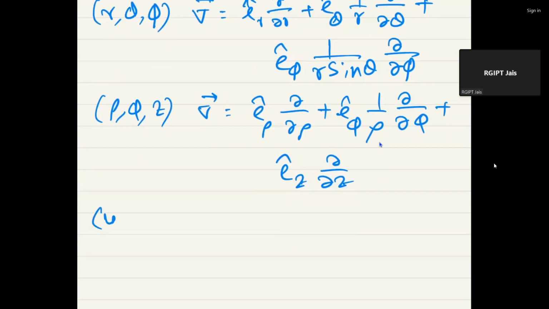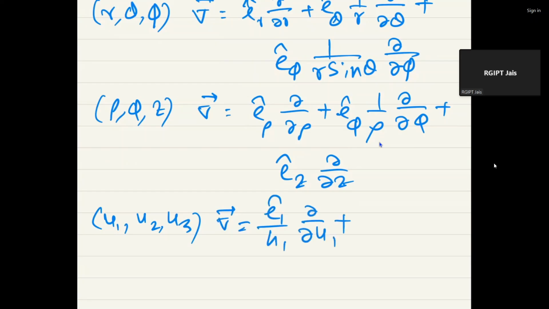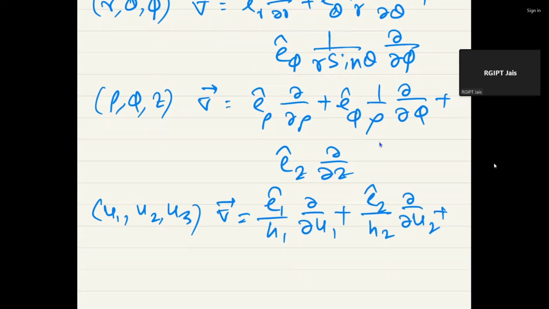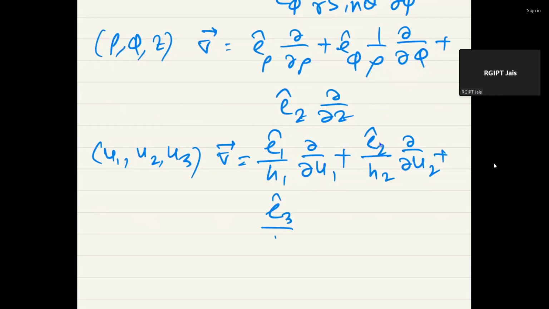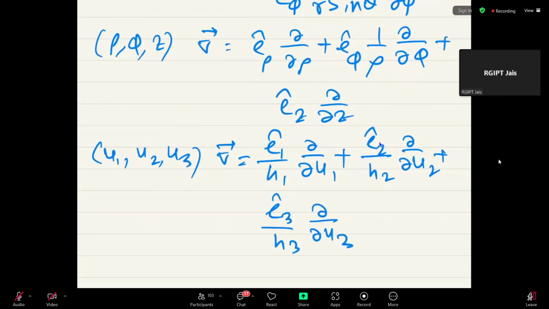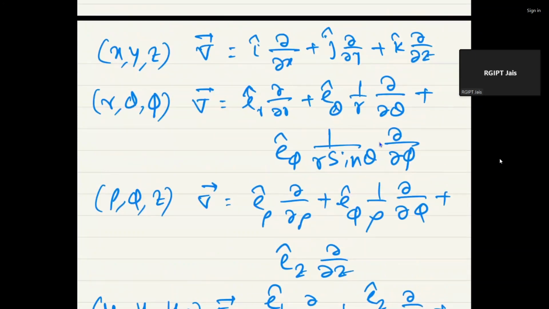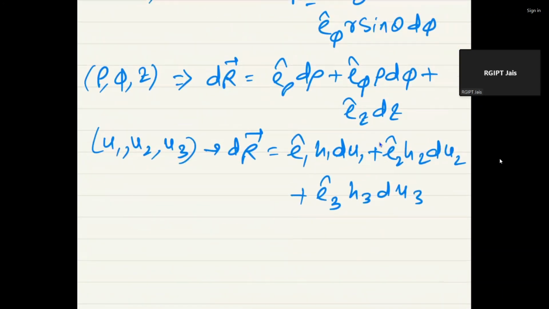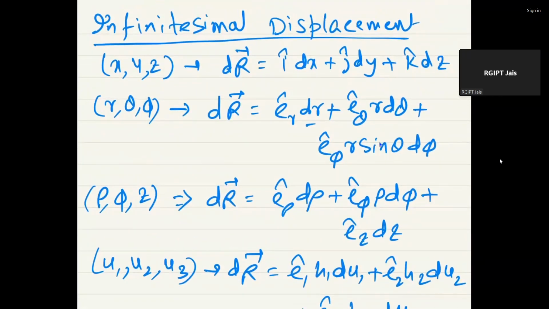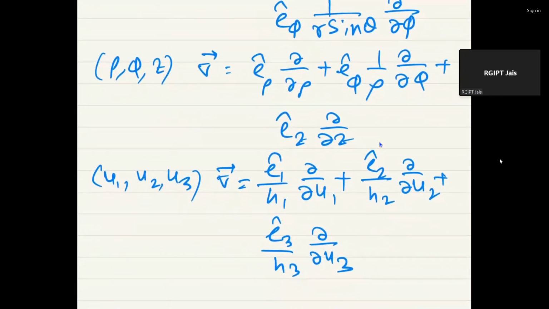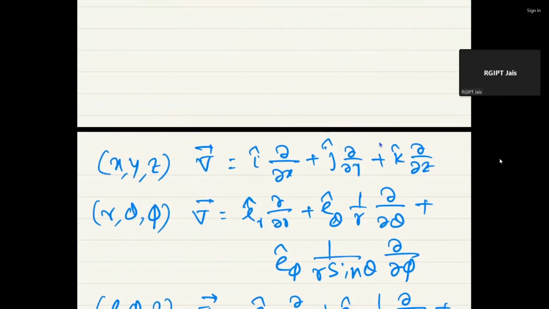Or if you write in a general coordinate system u1, u2, u3, then the del operator will be E1 cap by H1 del u1 plus E2 cap by H2 del u2 plus E3 cap by H3 del u3. So once you know the del operator, then you can find out all other expressions for the gradient, divergence, and curl. Once you know the unit vectors and this del operator, you can find the expression for all other coordinates.